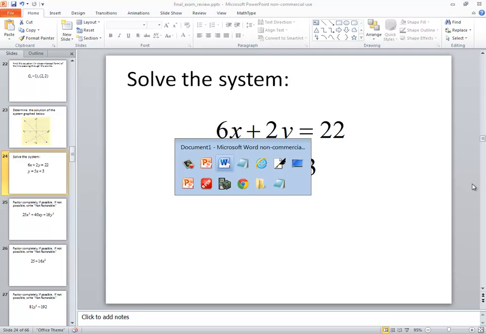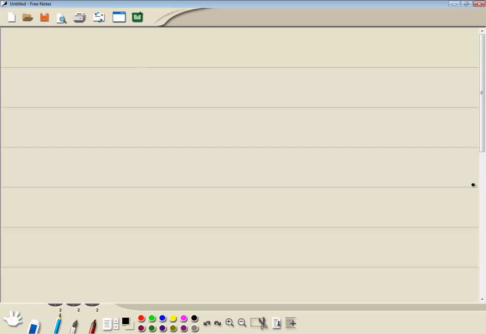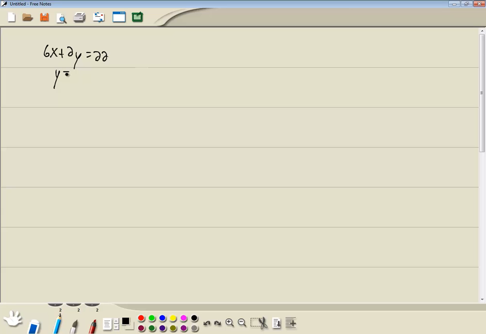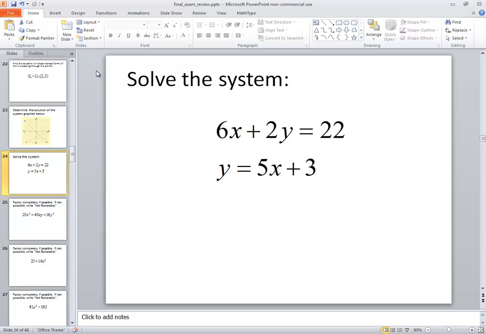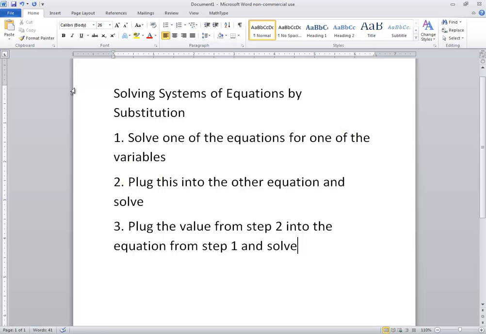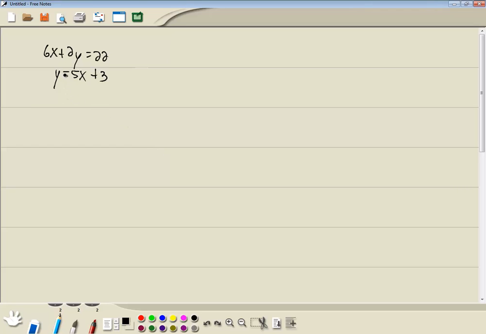Okay, so let's look at this one. We've got 6x plus 2y is equal to 22. Then y is equal to 5x plus 3. Step 1. Solve one of the equations for one of the variables. Doesn't matter which equation you pick. They both give you the correct answer, but oftentimes there'll be one that's easier. The one that's easiest here is our second equation, so I'll pick it.